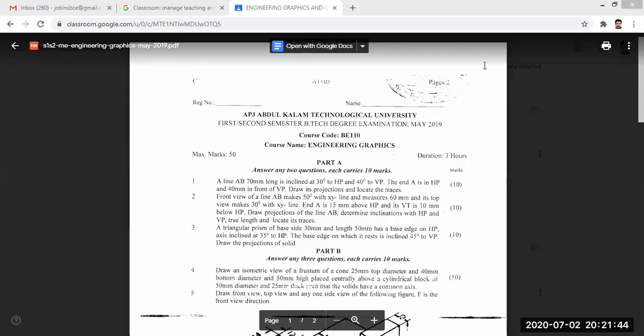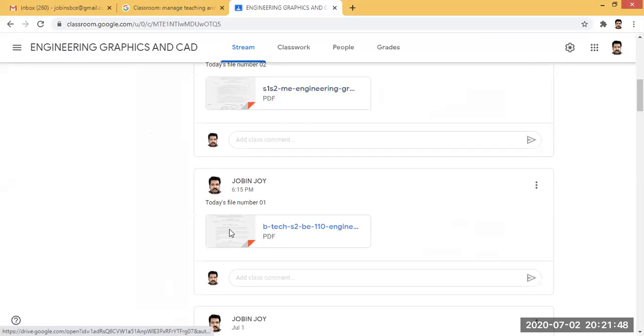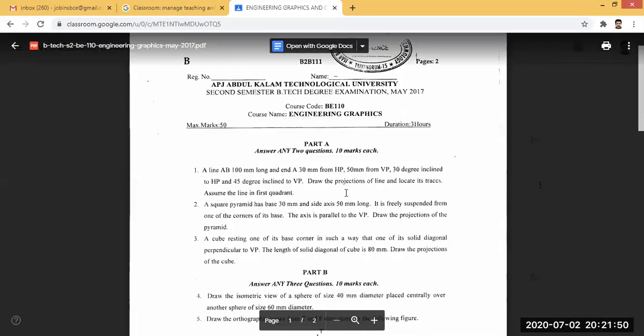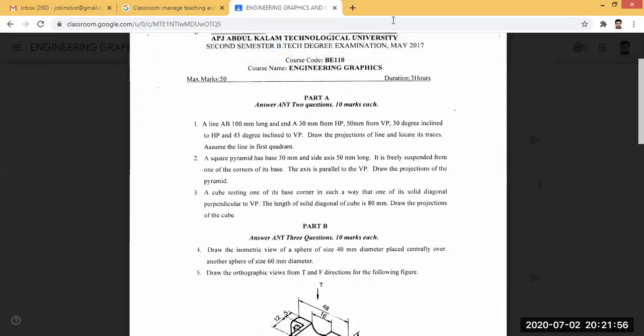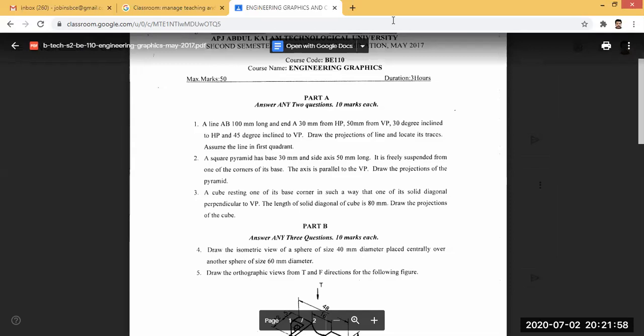Then the next question. This is the next question. You have to create a square pyramid. You have to create a square pyramid of side 30 mm and a height 50 mm. You have to create this object, square pyramid. That is the next assignment.